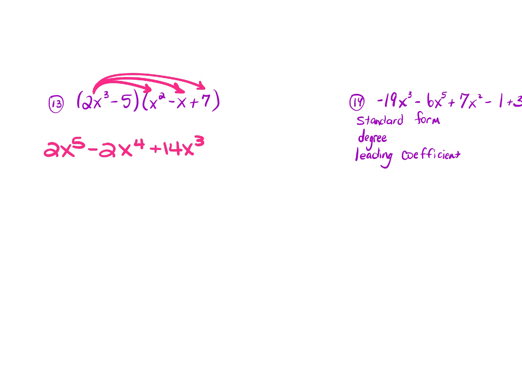Next, we take the negative 5, distribute it into the second set of parentheses. So negative 5 times x squared is negative 5x squared. Negative 5 times negative x is a positive 5x. And negative 5 times 7 is a negative 35. You do not have any like terms here to combine. So the entire thing is your answer.